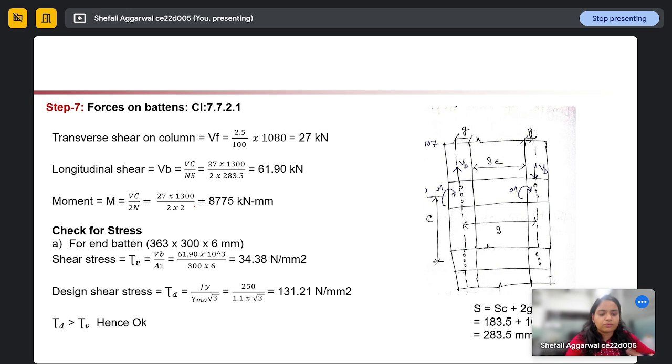Then we will calculate for the different scenarios. First is the forces on battens. First we are calculating the transverse shear. Transverse shear is given by 2.5% of our axial force, which is coming as 27 kilonewton. Then is the longitudinal shear. The longitudinal shear formula is V into C divided by N into S. We have the transverse shear, and we already have our C from the spacing between two battens, that is C, 1300. Then the number of battens, N, times S, this 283 we have calculated here.